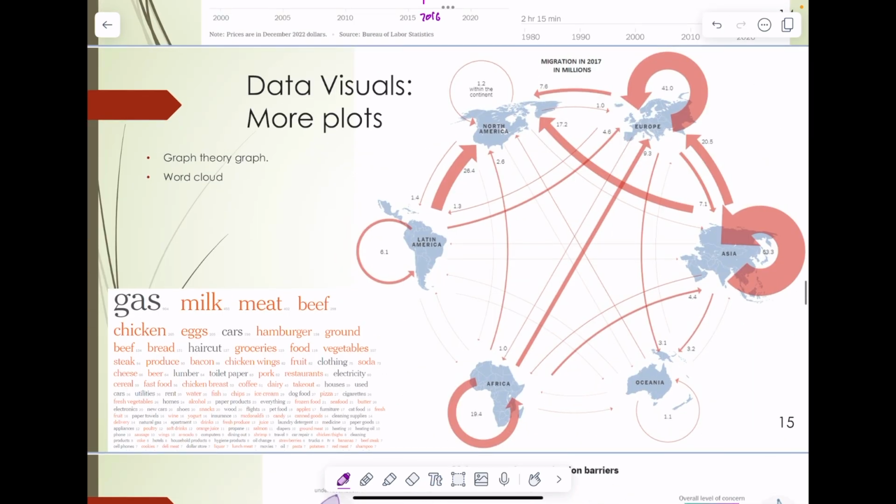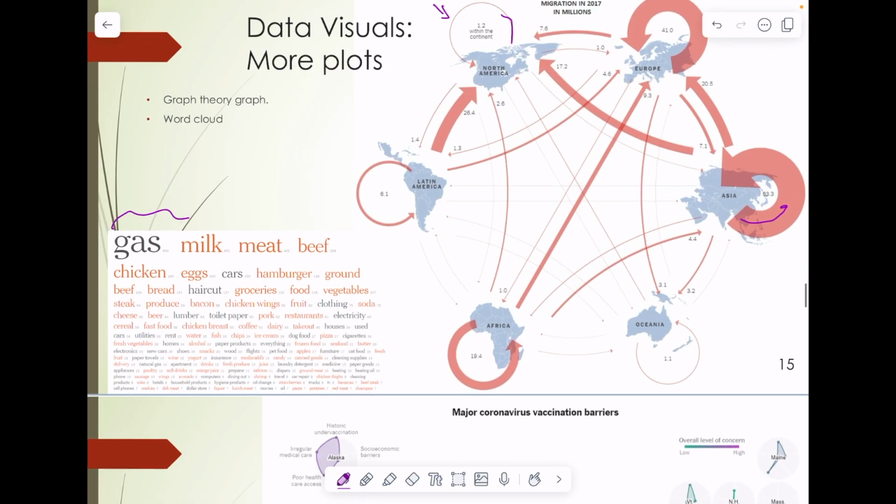Some of these data visuals can be very, very different from each other. So this is a plot here. This is a chart that gives us migration. The width of the arrow gives you a sort of relative size of how much is migrating in that direction. So very few people in North America move, whereas many, many people in Asia are moving.